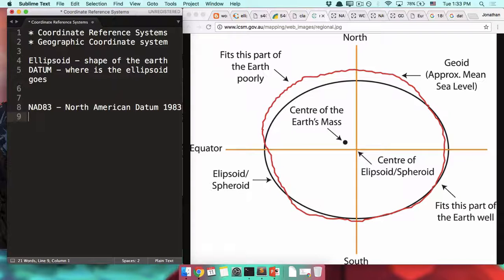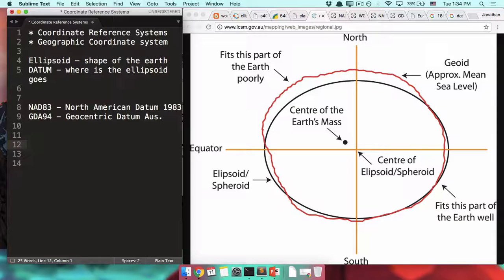North America loves it. But what about people in Australia? It's not working very well for them. It's going to fit poorly in Australia. So in Australia, they have another one called GDA94, the geocentric datum of Australia from 1994. My favorite thing about GDA94 is GDA, I swear you'd pronounce that as G'day, like G'day mate. And since it's Australia, it just kind of makes sense. I haven't been able to prove it, but I'm pretty sure it's true.